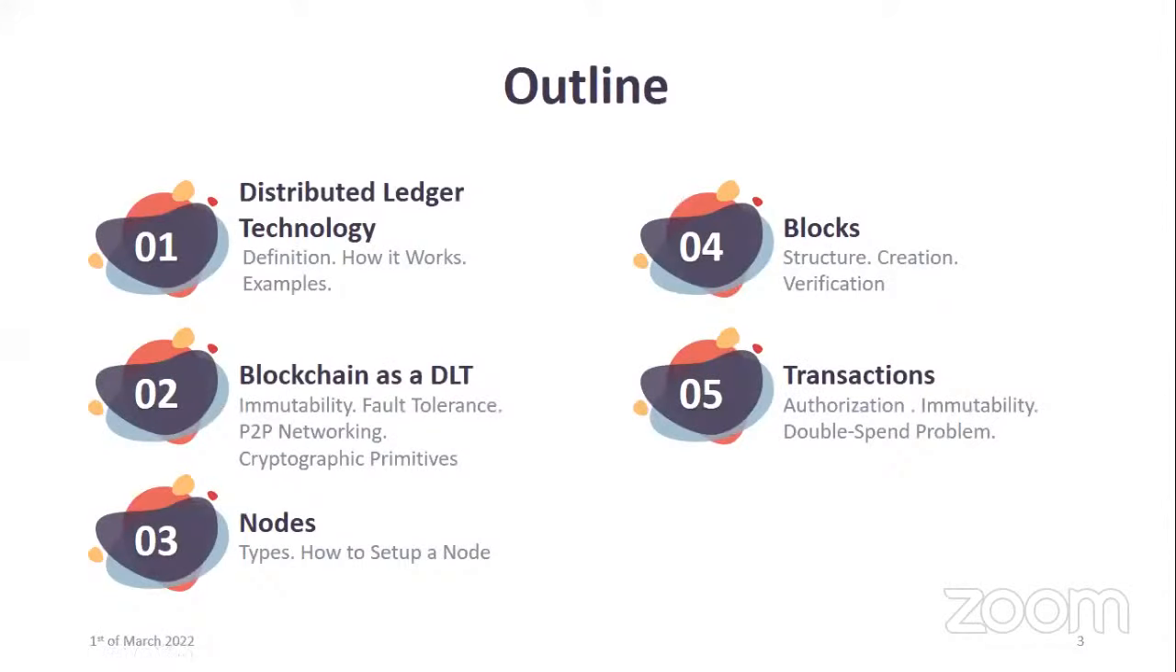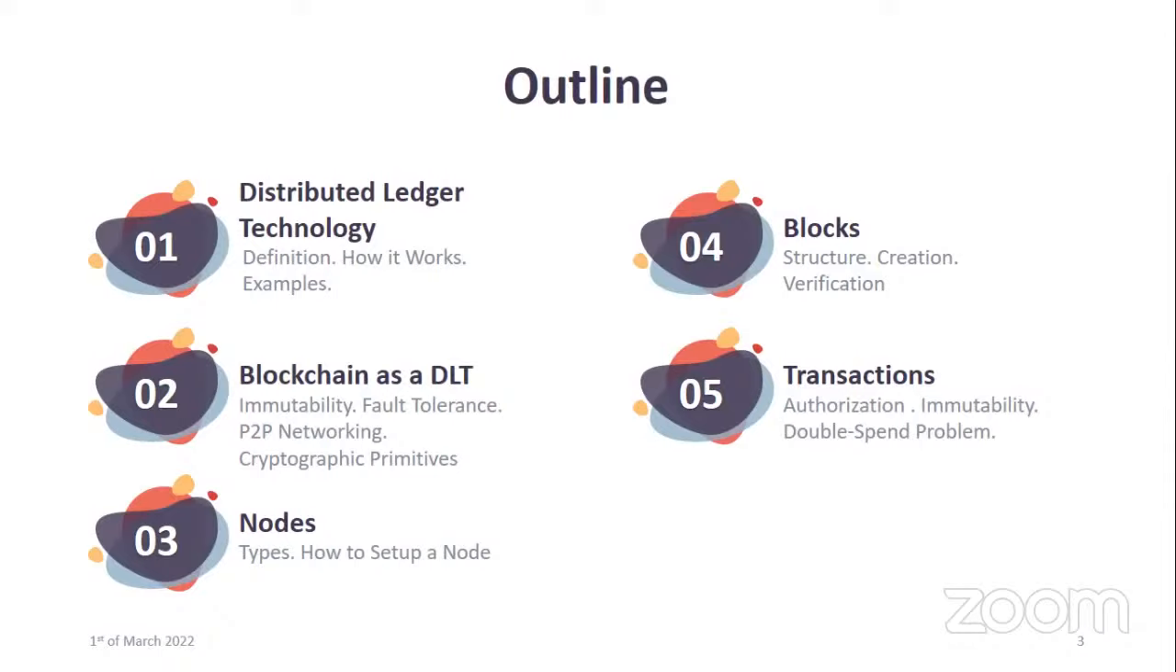So under distributed ledger technologies, we're going to talk about the definition. We're going to explain how it works. I'm also going to give examples of distributed ledger technology. We're also going to look at blockchain as a distributed ledger technology. We're going to look at the immutability of blockchain, its fault tolerance, and peer-to-peer networking, and also understand the cryptographic back end behind blockchain technologies.